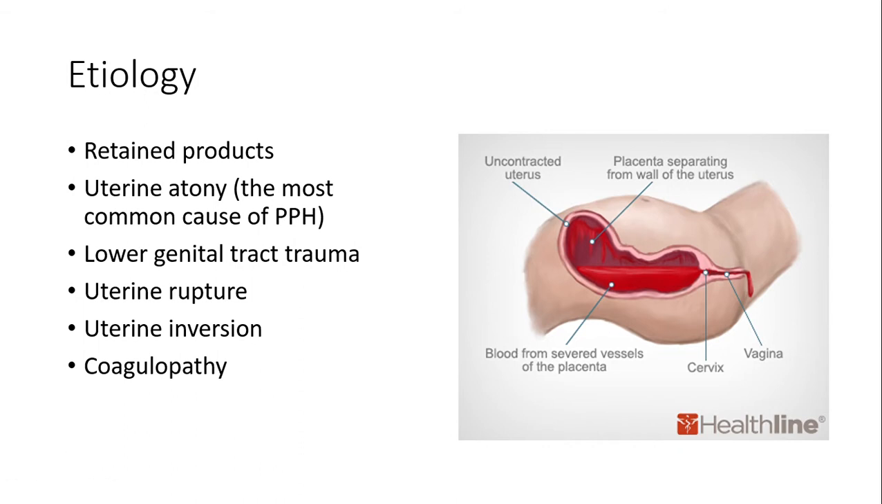The usual etiological factors are, first, retained products inside the uterus, uterine atony, the most common cause of postpartum hemorrhage, lower genital tract trauma, uterine rupture, which we touched on before, uterine inversion, and coagulopathy.